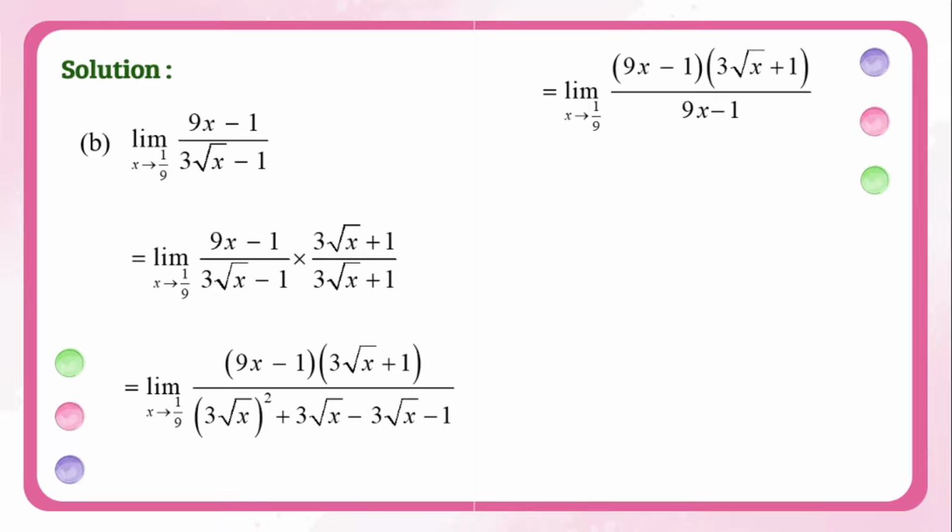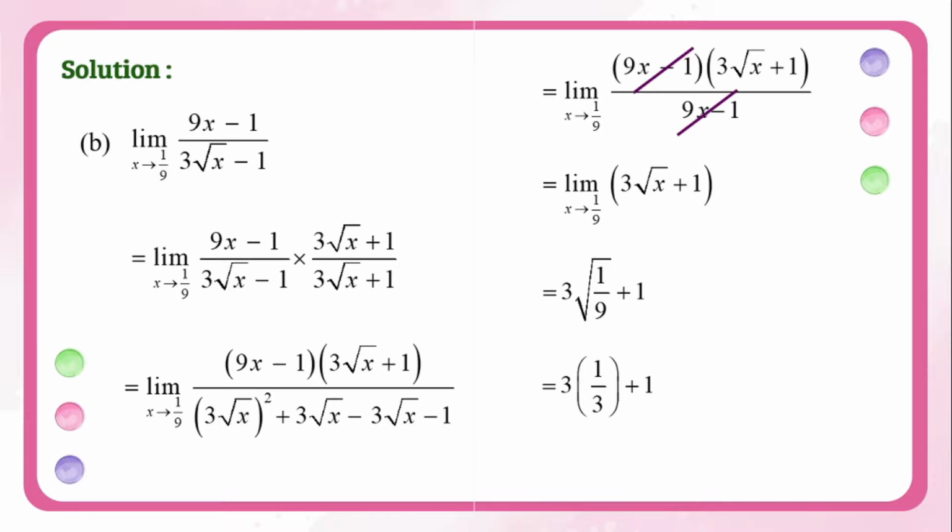Again, we can see that we have 9x minus 1 in the numerator and also the denominator, so we can cancel 9x minus 1. Then we have limit of 3√x plus 1 as x approaches 1 over 9. We just substitute 1 over 9 into √x. Simplify, we get 3 times 1 over 3 plus 1. And finally, the limit value is 2.